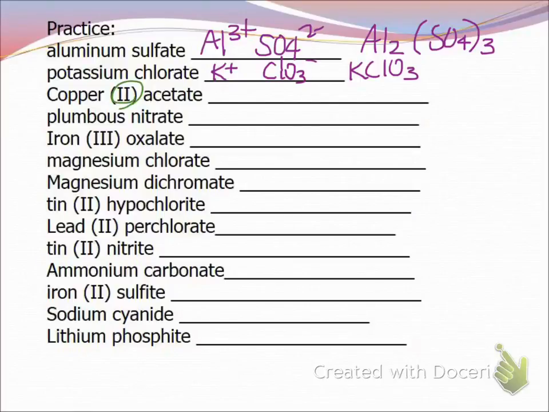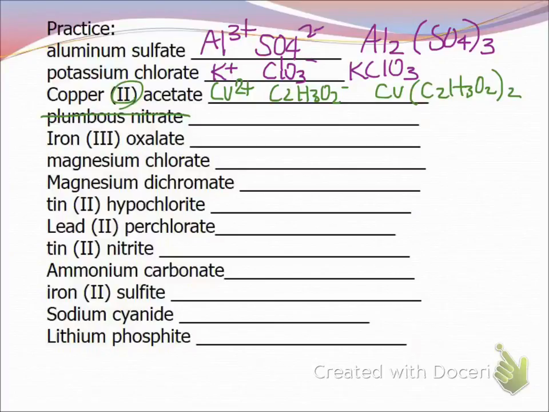That copper 2 is telling me that copper is a +2 charge. Okay? Acetate is C2H3O2 with a -1 charge. So since copper is a +2, acetate's a -1, I'm going to need 2 acetates. So it's going to be Cu, parentheses, C2H3O2, 2 of them. Okay? Plumbous nitrate, don't worry about that. We don't learn the old style system, so just mark that out.